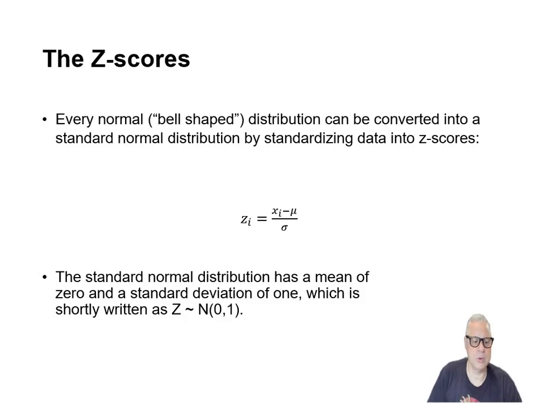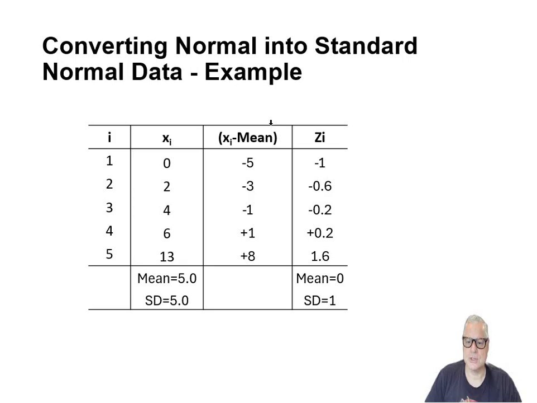And all we need to do is apply that formula. Okay, maybe let's just go through a quick example. So we have here some data, and you can see that our data consists of 5 observations: 0, 2, 4, 6, 13. The mean is 5 and the standard deviation is 5.